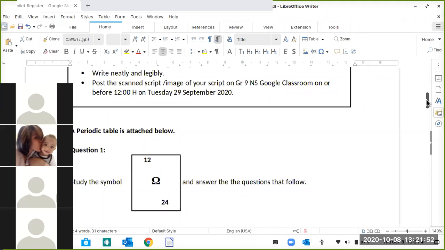So whenever you are looking at an element in a periodic table, you must know all the information on each and every element that you are given. So in that case, we are given a symbol that has 12 at the top, then a sign, omega, that has been used, then 24 at the bottom. So you must know the meaning of each and every sign or number that is on an element in a periodic table, right?